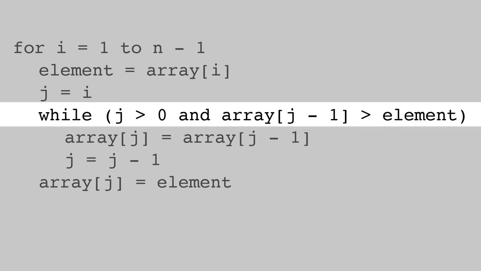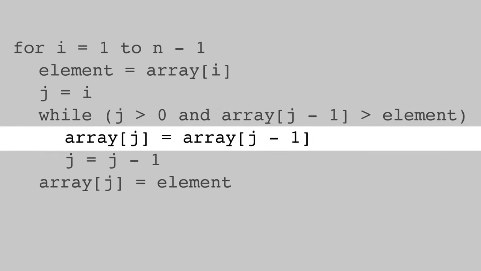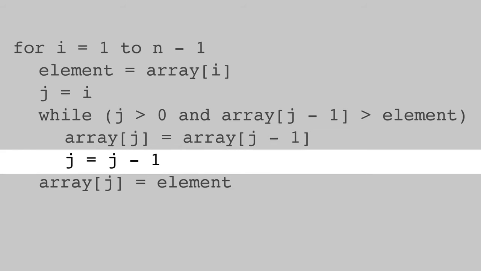We want to stop iterating once the element to the left of our current position is less than the element we're trying to insert. On line 5, we're shifting each element we encounter one space to the right. That way, we'll have a clear space to insert into when we find the first element less than the element we're moving. On line 6, we're updating our counter to continue to move left through the sorted portion.